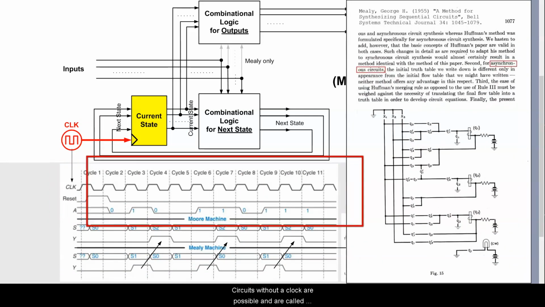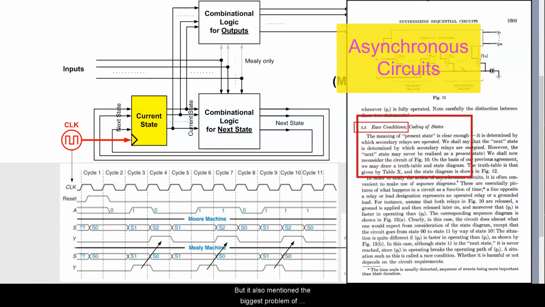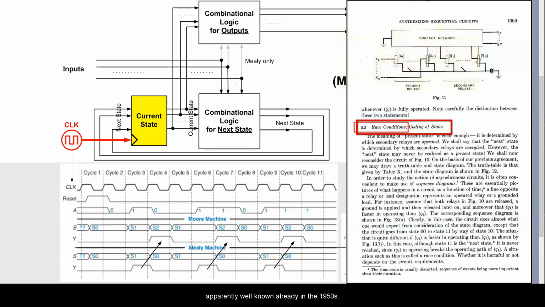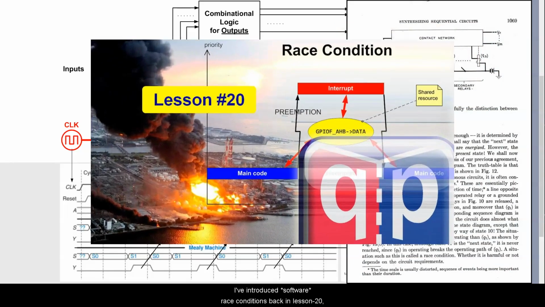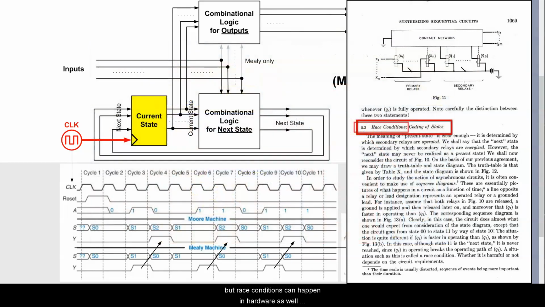Circuits without a clock are possible and are called asynchronous circuits. In fact, the original Mealy paper discusses such circuits as well, but it also mentions the biggest problem of asynchronous circuits, which are race conditions, apparently well known already in the 1950s. I've introduced software race conditions back in lesson 20. But race conditions can happen in hardware as well, when the propagation delays through the electronic components can lead to different outputs depending on their relative timing.